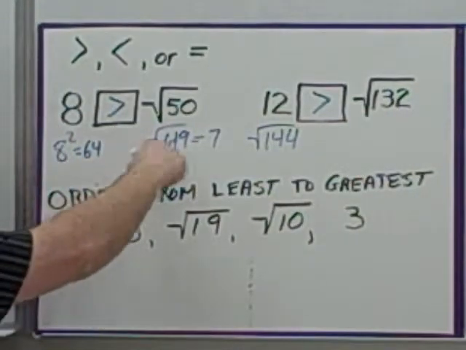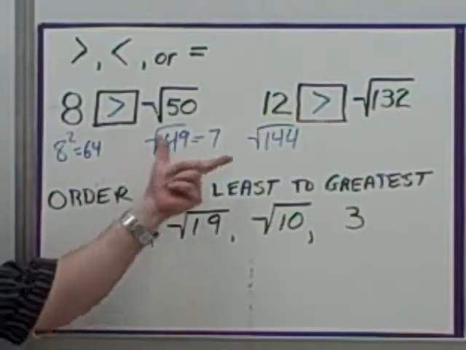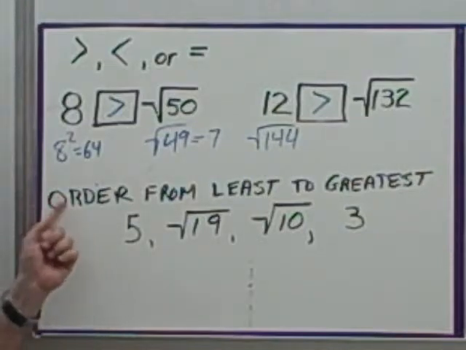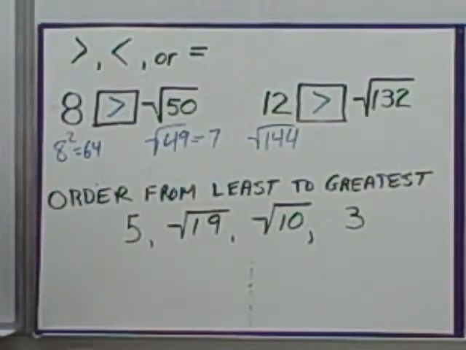And this would be showing your work. Put something like that down below. Show what it's approximately equal to, or show the square. That's showing your work. Here we're going to be asked to order from least to greatest.